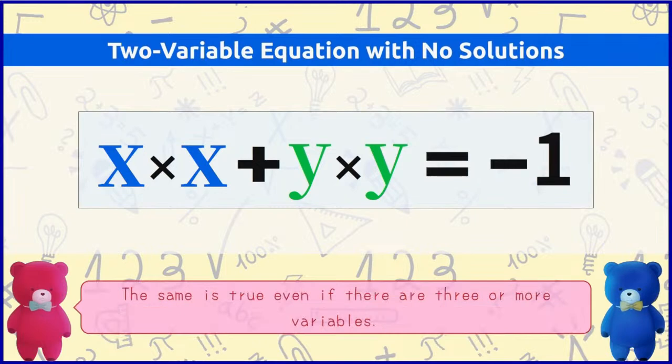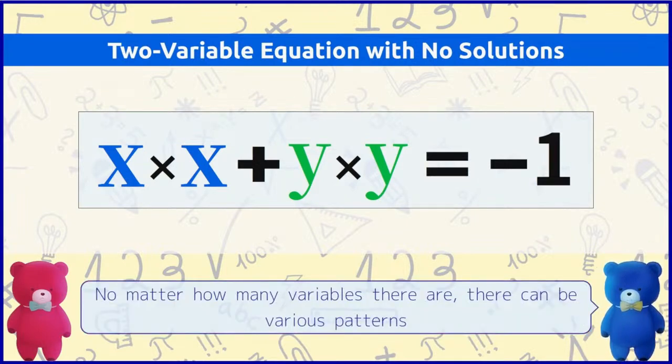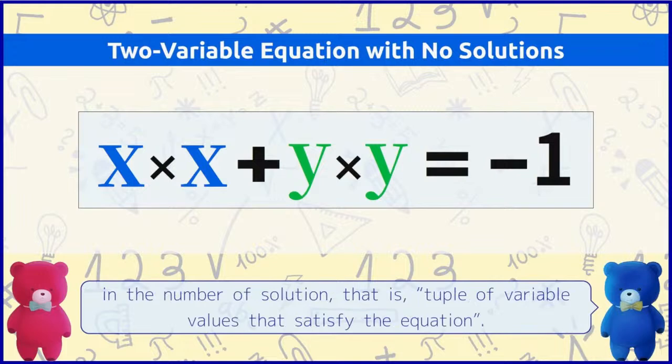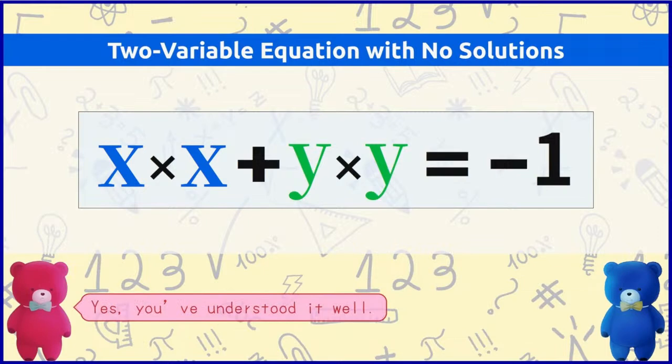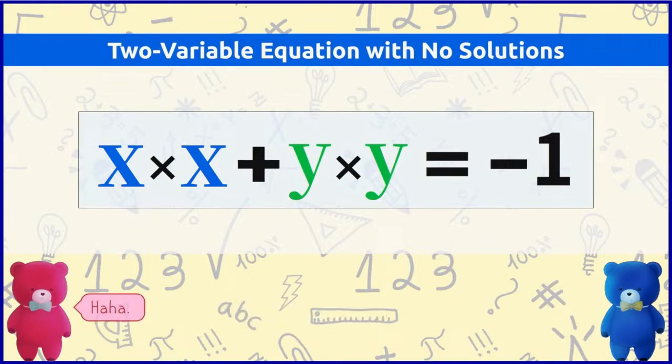The same is true even if there are 3 or more variables. No matter how many variables, there can be various patterns in the number of solutions, that is, tuples of variable values that satisfy the equation. Yes, you've understood it well. Hurrah.